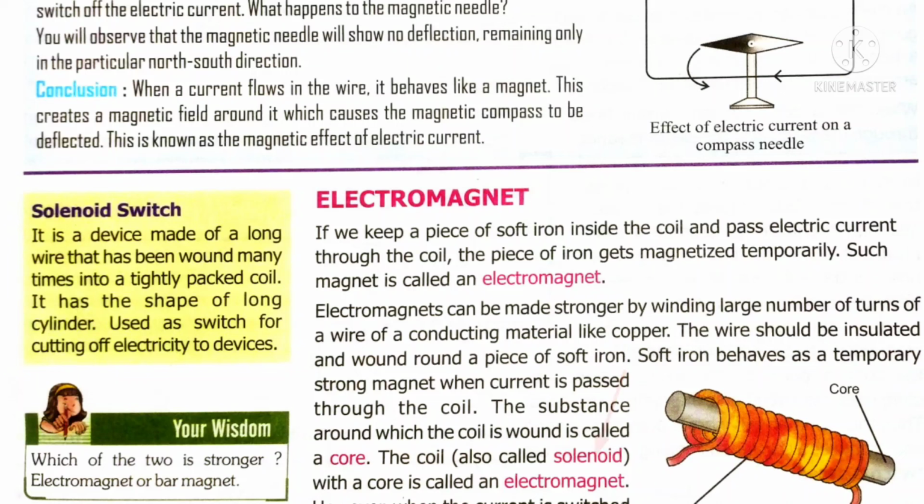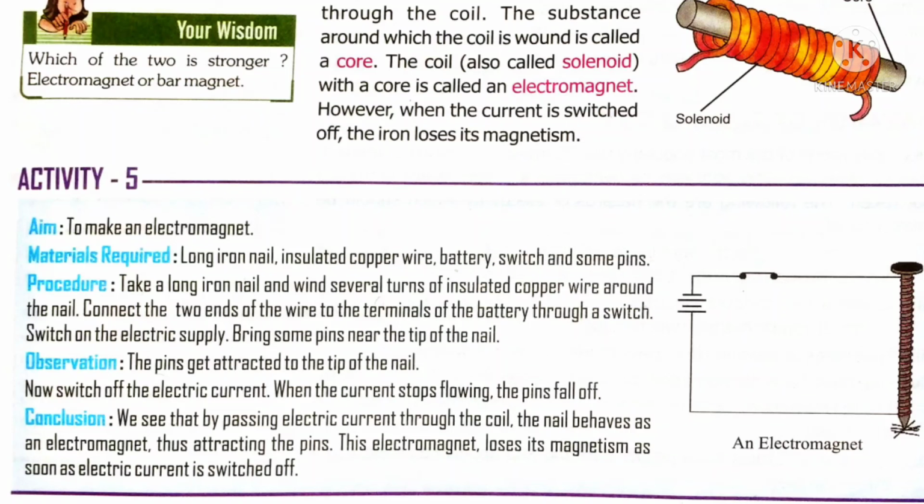Activity 5 also explains how to make an electromagnet. We make a circuit and the two terminals of the circuit are connected to the wire wound around the iron, here an iron nail. So you can see the magnetic nature of the iron nail after passing electric current. Because the battery is on, electric current flows through the circuit. So how do you test? You keep some pins below this nail. The pins cling to the iron because the iron acts as an electromagnet.